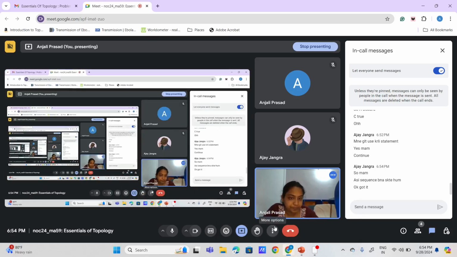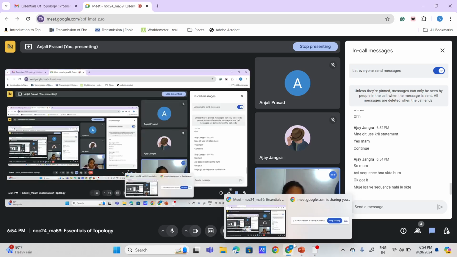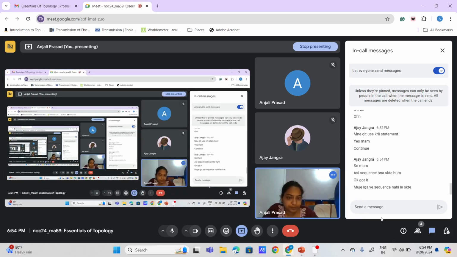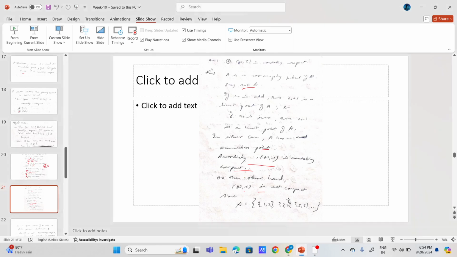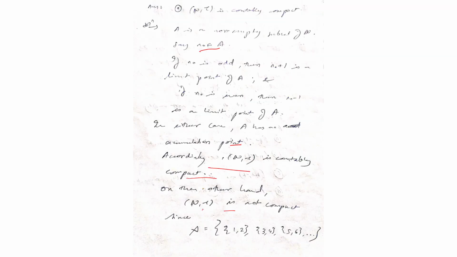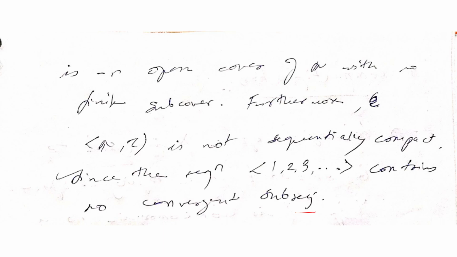Got it? For proving sequentially compact, you have to form the sequence, and for countably compact, we just need that it should have an accumulation point, right? So I hope it is clear. Shall we move to the next question?